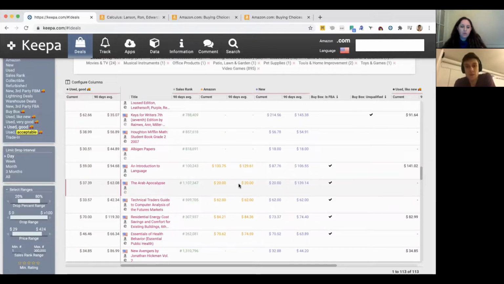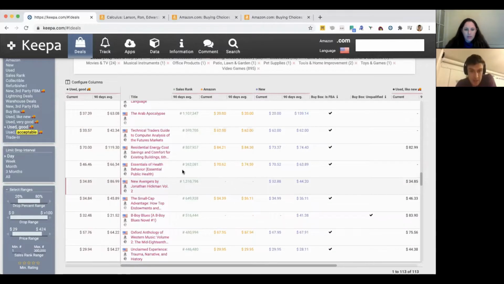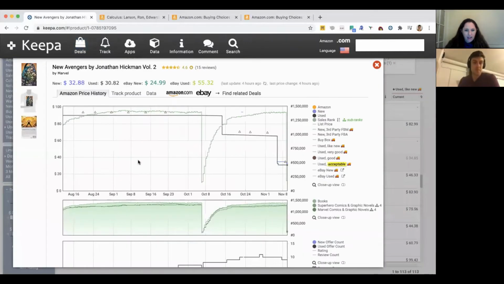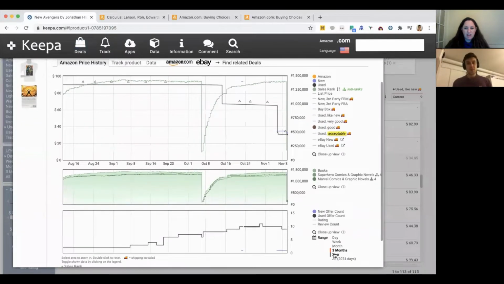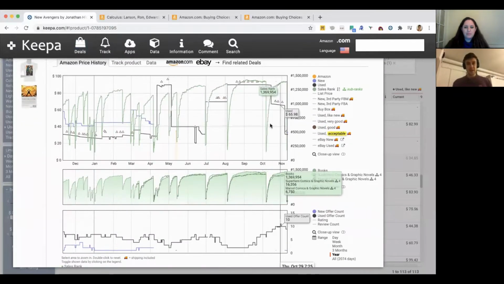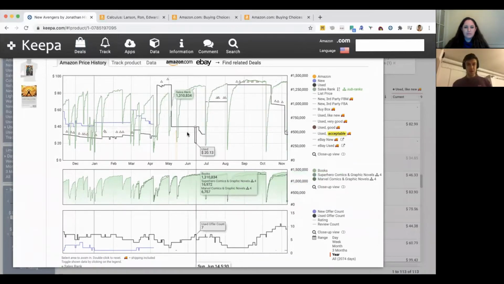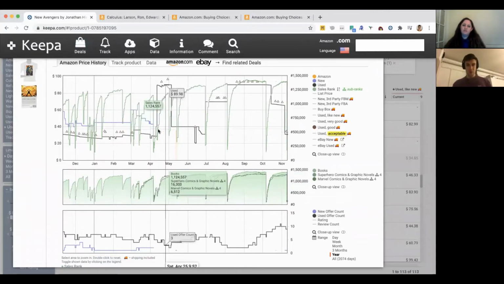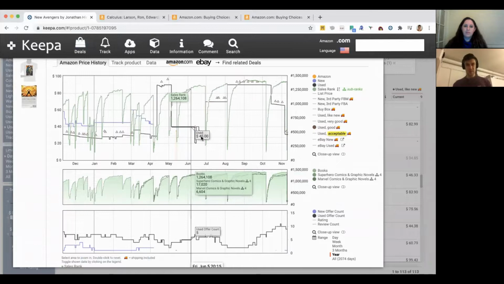Avengers 34 to 86. Oh wow, that's got a really high rank. That's like 1 million. That's the problem with this one. If you look at the yearly, it clearly doesn't sell at $90, and it only sells when you drop it a little bit lower. So I wouldn't buy that unless it was at, say, $20 maybe.